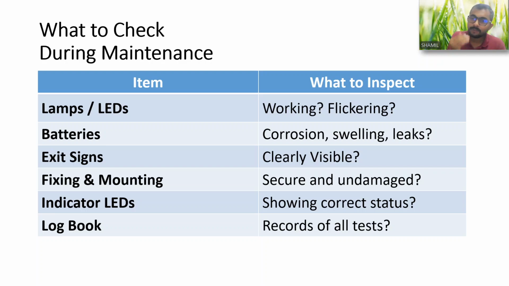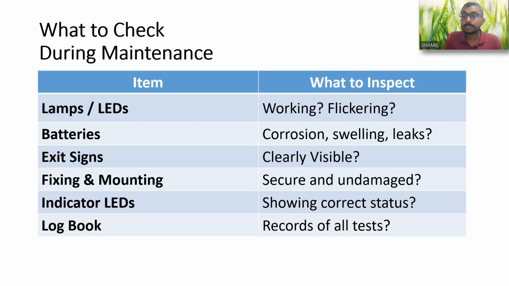The second aspect is the batteries. We need to see whether there is any corrosion of the batteries, whether there is any swelling of the batteries, or whether there is any battery leakage or not. The third one is regarding the exit signs. We need to ensure that the exit signs are clearly visible. The fourth one is fixing and mounting, whether the equipment has been fixed properly, whether it is secured, and whether it is undamaged.